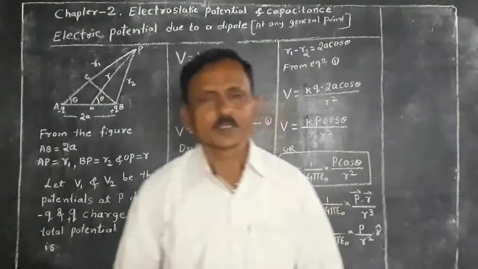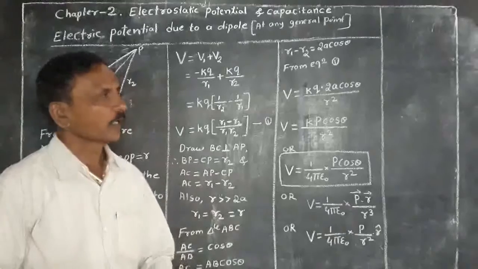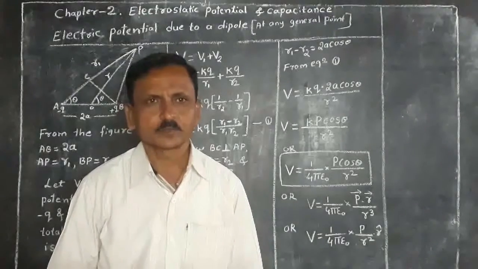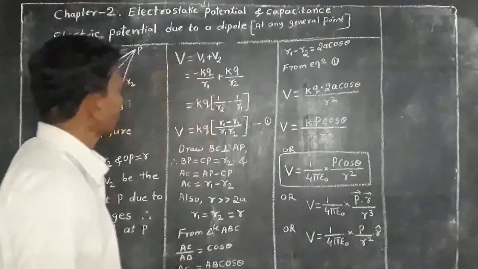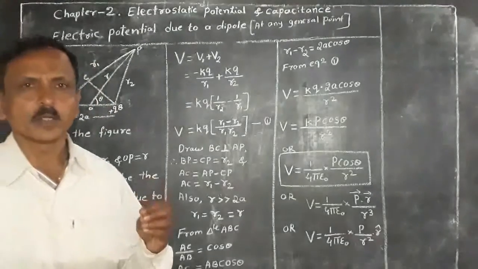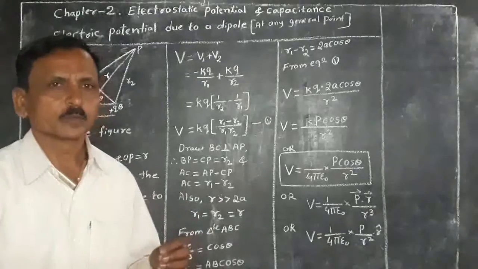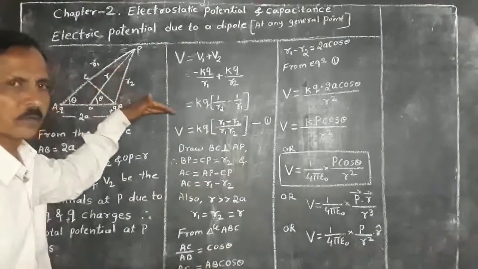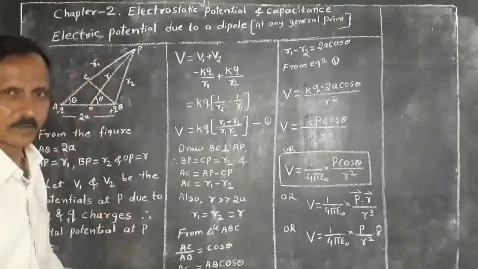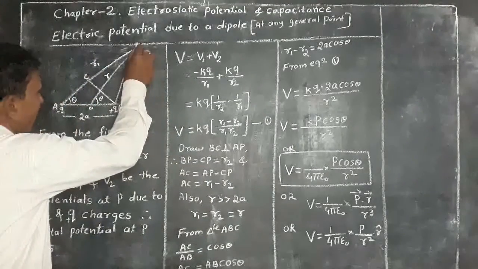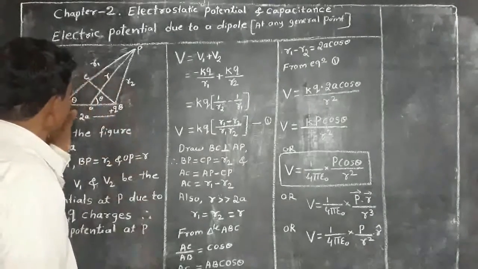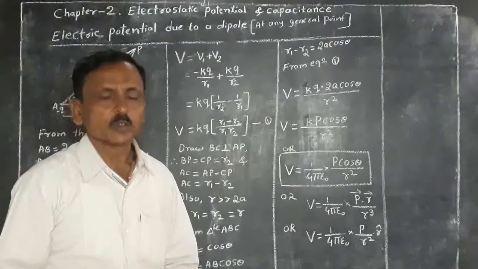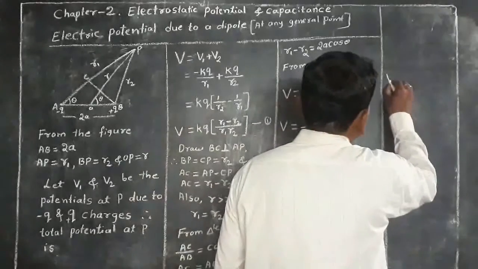Hello friends, in the previous class we obtained an expression for potential at a point due to a charge, and today we shall obtain an expression for potential at a point due to a dipole. The point is a general point, it is neither on the axial line nor on the bisector. Therefore, potential at any point due to a dipole.